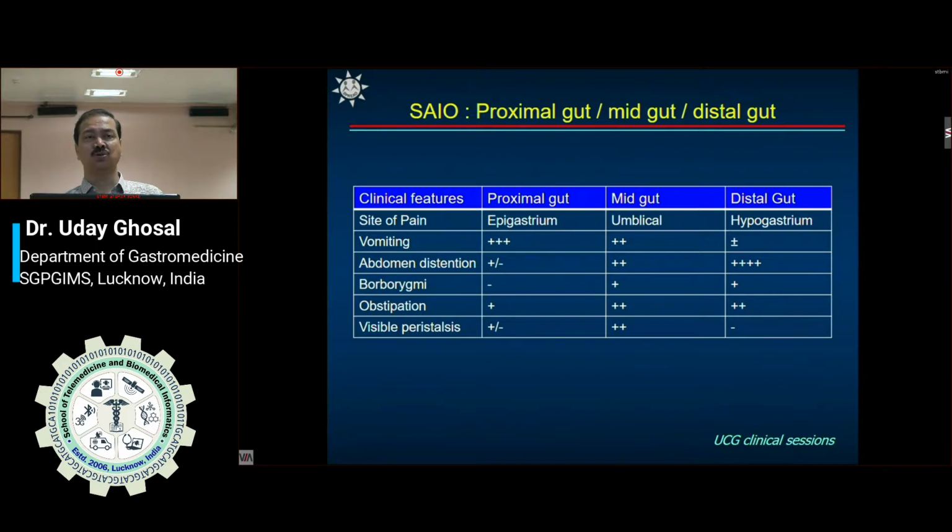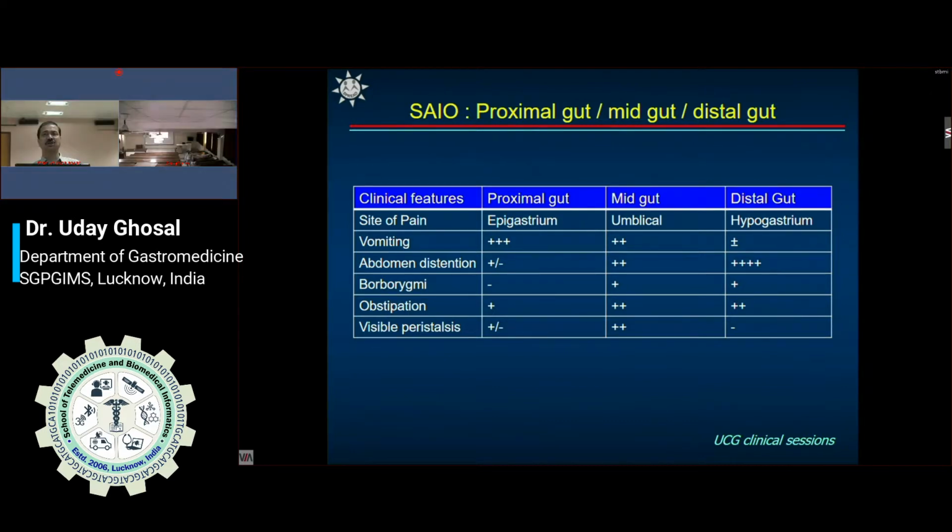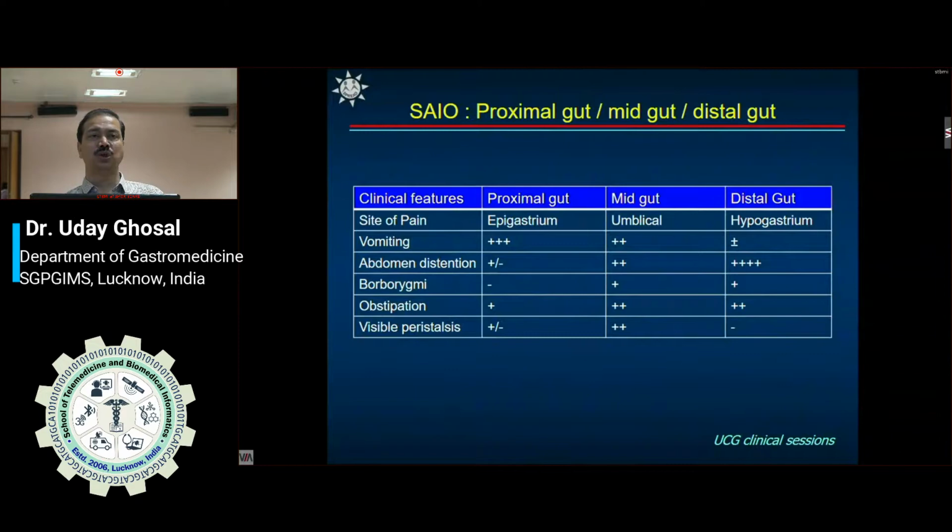and distal gut obstruction. Obstipation. What is obstipation? It is no passage of feces and flatus, and it will be more marked in the distal gut obstruction, less so in proximal gut obstruction. Visible intestinal peristalsis is a feature more of mid-gut obstruction than proximal and distal gut obstruction.